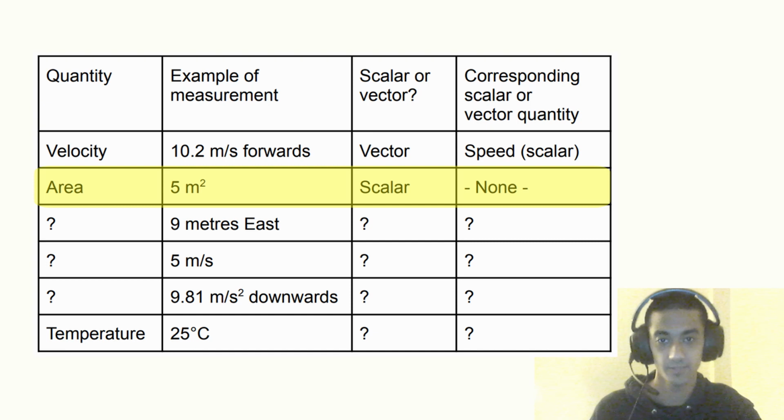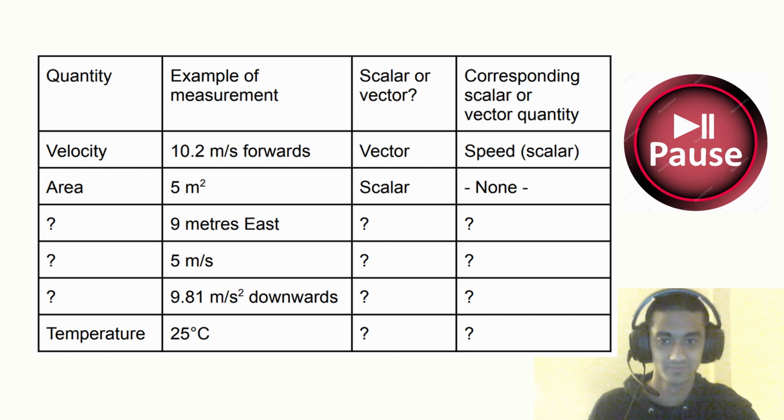Next, we have area, an example of which is 5 square meters. This is a scalar quantity since no direction is defined, and in fact you cannot attach a direction to an area since there is no quantity that acts as a corresponding vector quantity for area. For the next 4 rows, I want you to think carefully about whether the example of the measurement includes a direction or not. Ready? Go!